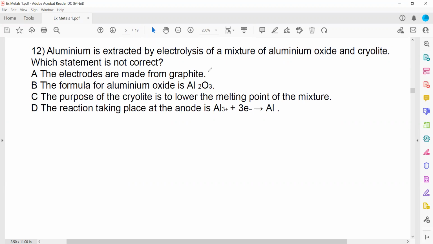Electrodes are made up of graphite or carbon. That's true. The formula for aluminium oxide is Al2O3. That's also true. The purpose of the cryolite is to lower the melting point. That's also true. Reaction that takes place at the anode: because the anode is a positive terminal, oxide ions are attracted. When two oxide ions are there, they will lose 4 electrons and form oxygen gas. That's why D is the right answer for this.